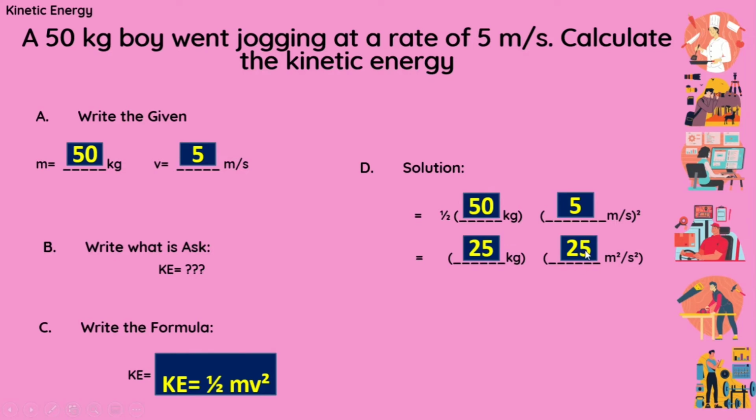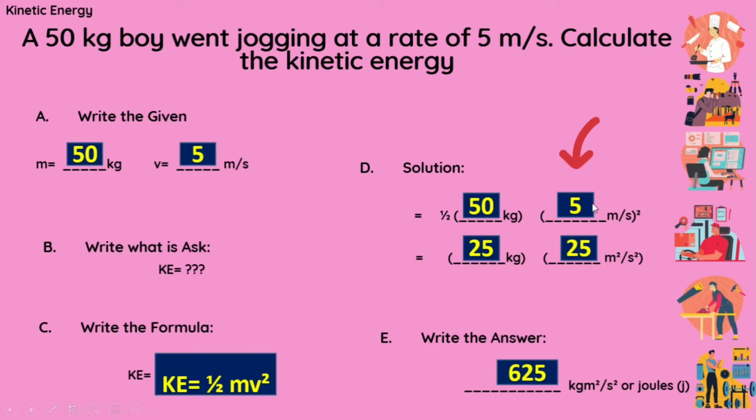So, i-square natin yung velocity. Then, 1/2 of 50. Then, 25 times 25 is equal to 625. Now, pwede din naman ang gawin nyo is, you square the velocity. 5 times 5 is 25. Kopyahin lang dito yung 50. 50 times 25 divided by 2. Ang lalabas din na sagot ay 625.